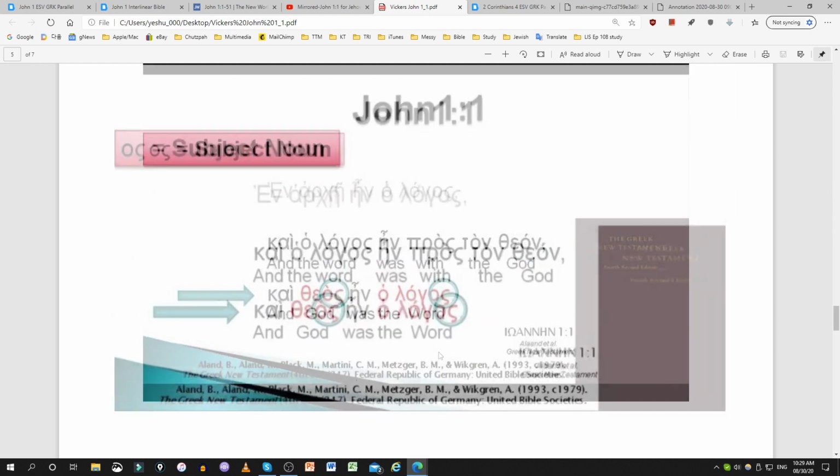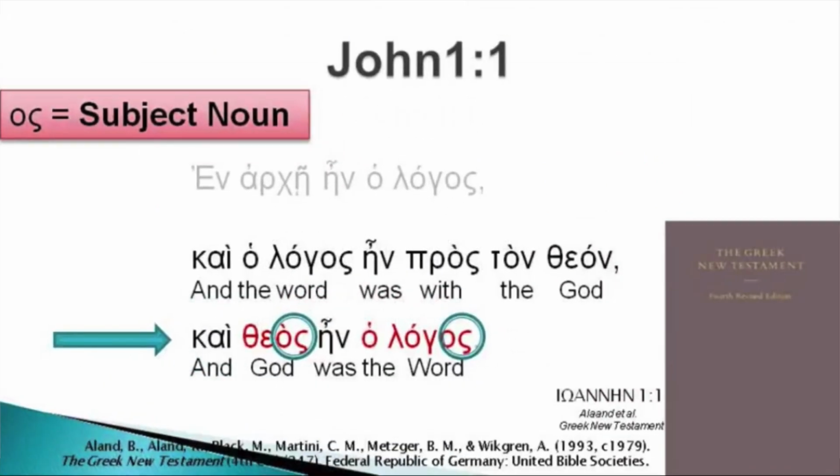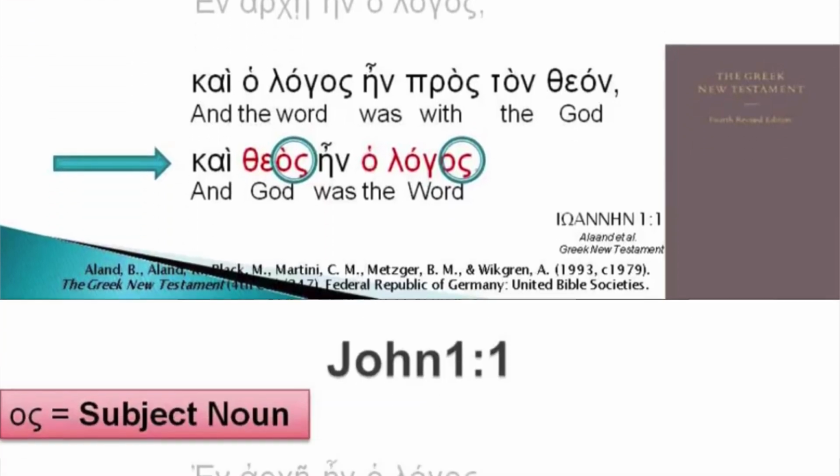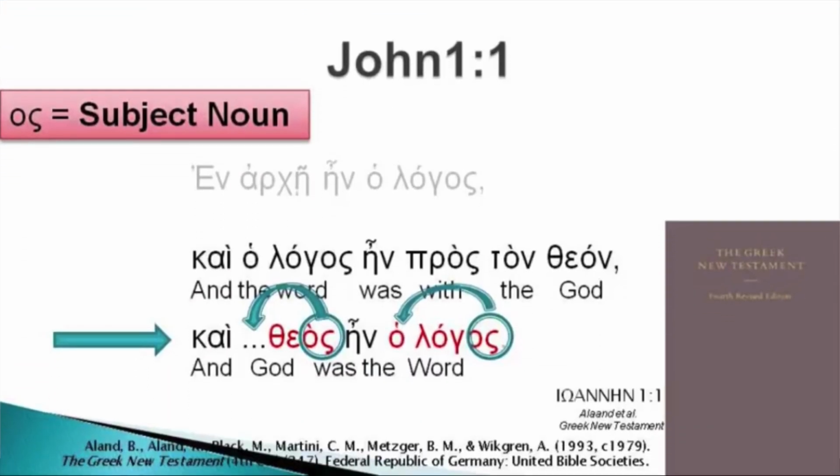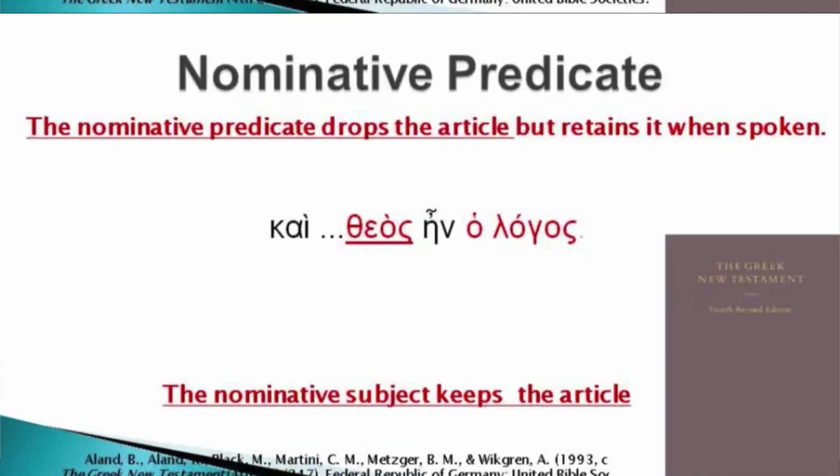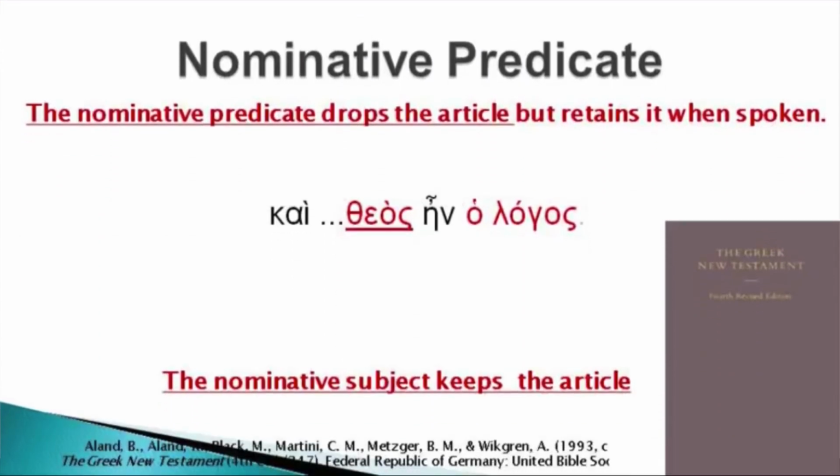But Dr. Vickers alerts us to the fact that we have two subject nouns, but only one of them has an article. What do we do with that? Well then, in a case like that, we have to look at which one has the definite article in front of it, and in this case, only logos has it, which then tells us, there's a grammar rule, you ready for it? The nominative predicate drops the article, but it retains it when it is spoken. So the nominative subject keeps the article.